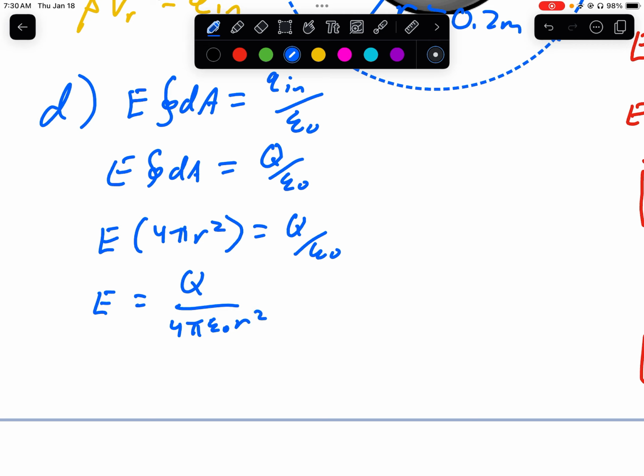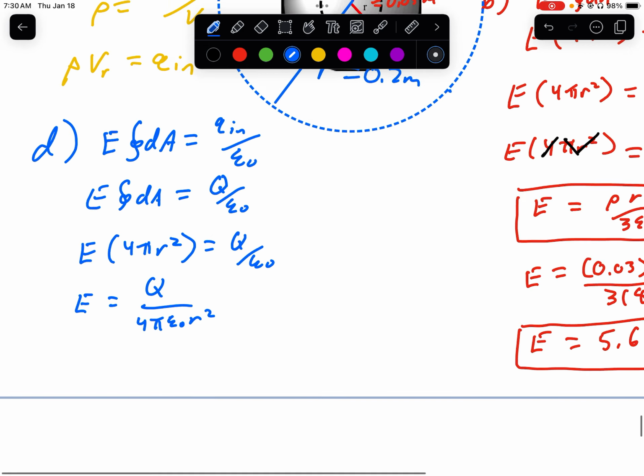And I snuck the epsilon naught in there just because this is the way we're used to seeing the formula for the electric field around a point charge. So we can see that we actually derived the electric field for the point charge from Gauss's law. That's where it comes from. And this would be great.